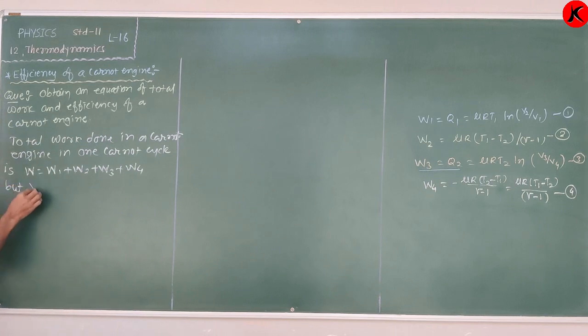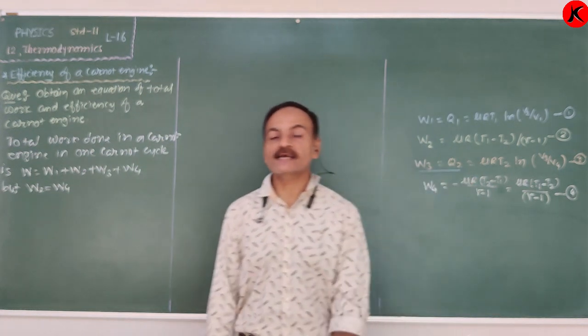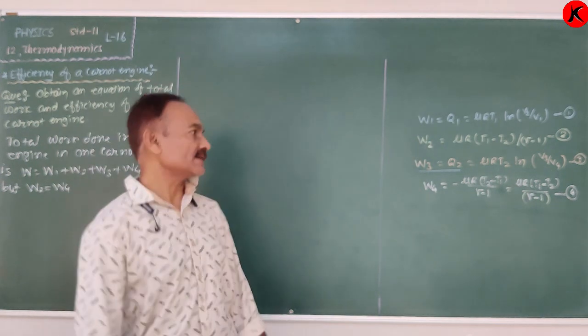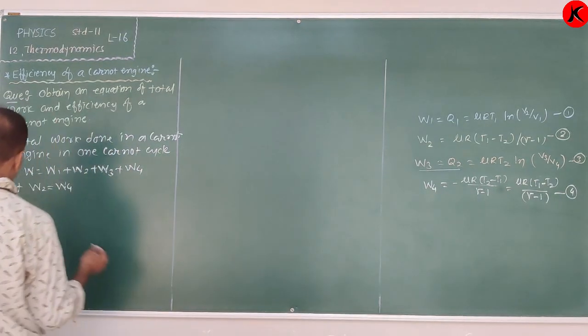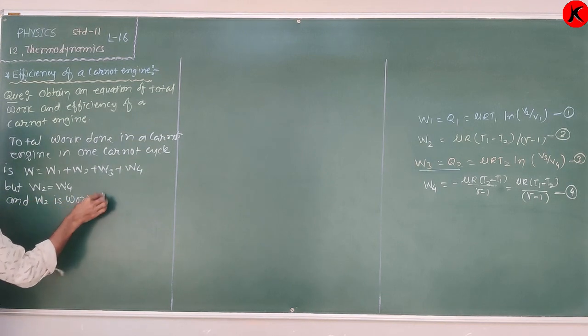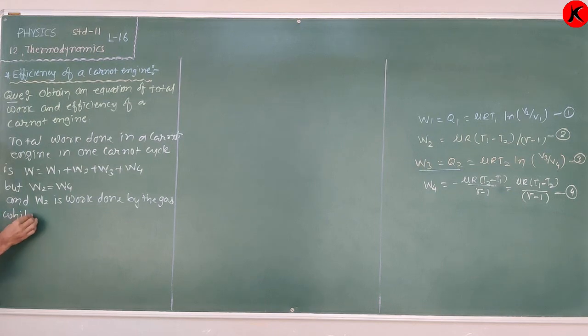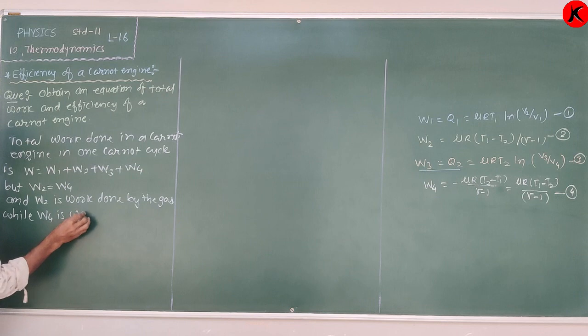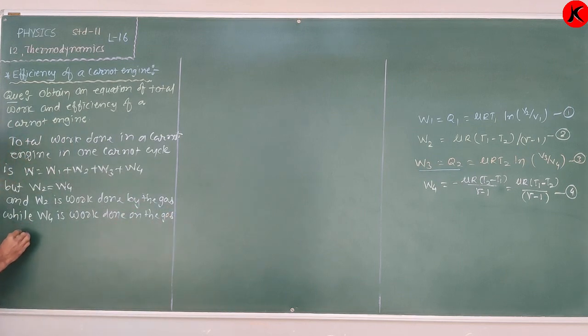But W2 is equal in magnitude to W4. Whatever the work done during the adiabatic expansion and during the adiabatic compression, they are the same, but equation 2 represents the work done by the gas, and W2 is work done by the gas, while W4 is work done on the gas. Therefore, W2 = −W4.